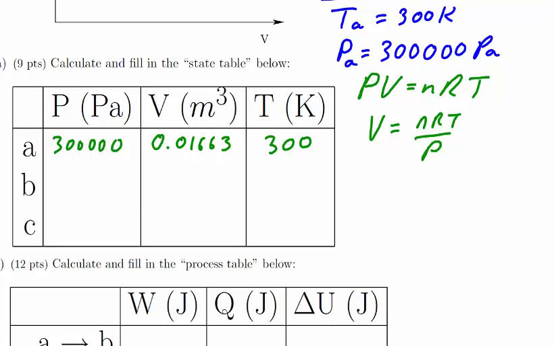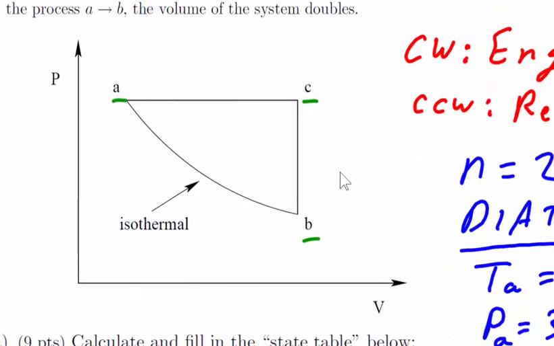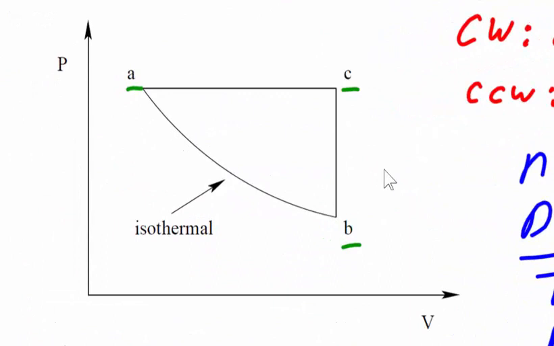What else are we told in this problem? Well, we're told that the volume of the system will double in getting from A to B, and so in that case, we simply double the volume at A to get the volume at B, yielding 0.03326 cubic meters. In order to understand any other value at point B, we need to understand how point A is connected to point B, and so we refer back to the original problem. The figure shows that A and B are connected by an isothermal curve.